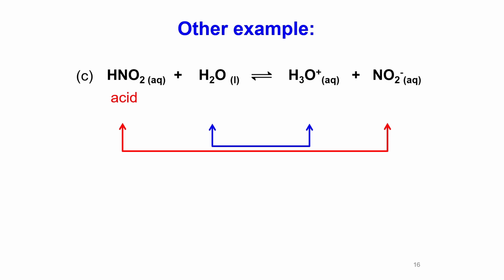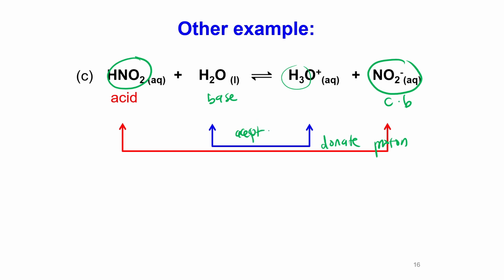Okay, for example, HNO2. So HNO2 we compare with NO2-. So kita boleh observe dia hilang 1 hydrogen, meaning this species donates proton. So kalau donate proton dia ialah conjugate base pairing. So H2O compare with H3O+. So H2O is a base because after reaction dia accept proton. Okay, accept 1 jadi 3 hydrogen, so dia ialah conjugate acid.